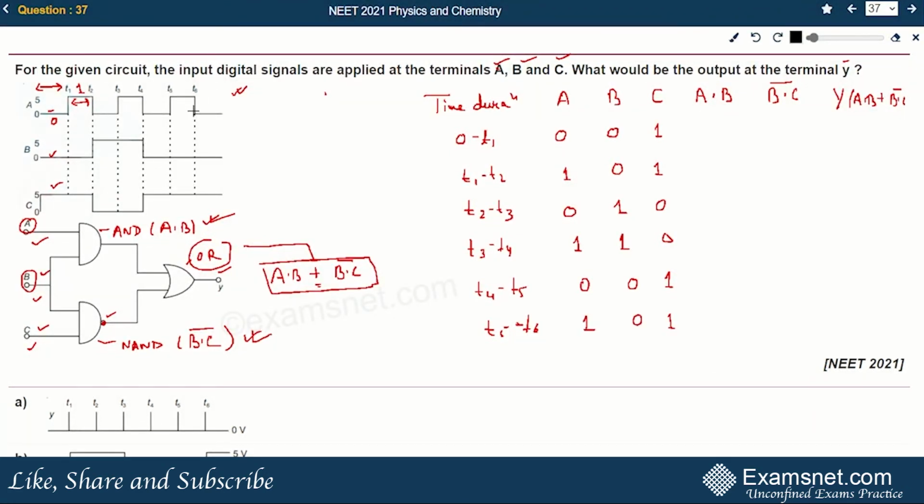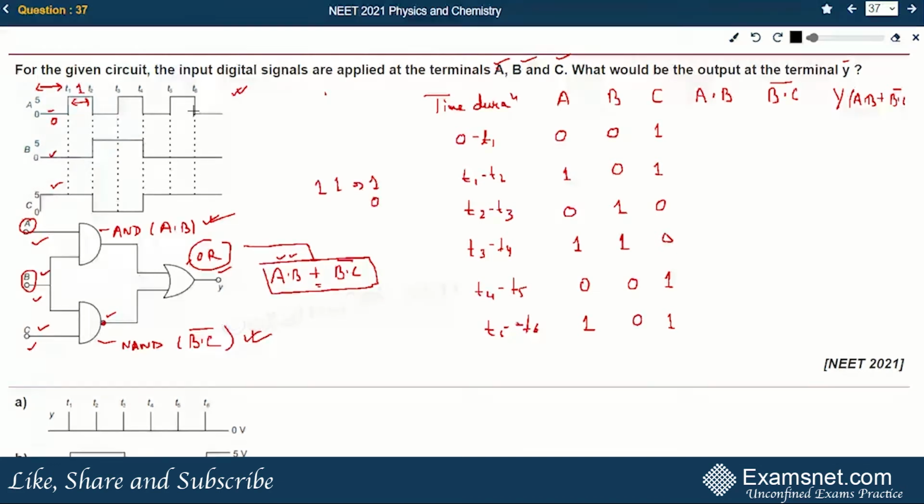Okay, now we'll write the values of A dot B. What is A dot B? Here, just see, suppose we have to find out the resultant of A dot B, then both A and B should have a value 1, then only the resultant will be 1. Otherwise the resultant will be 0.